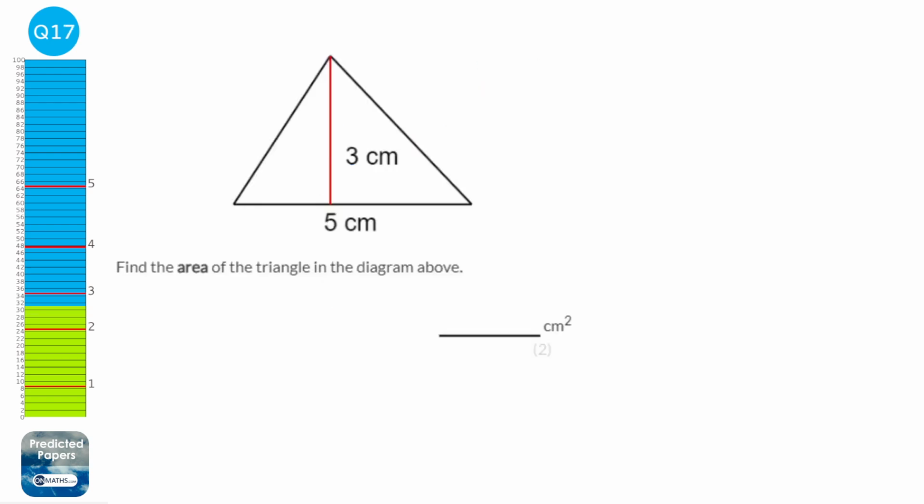The formula for the area of a triangle is half times the base times the height.